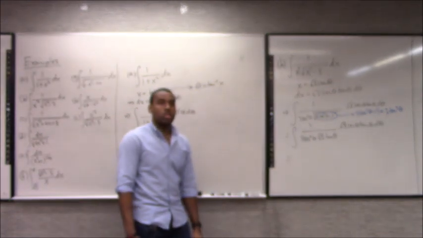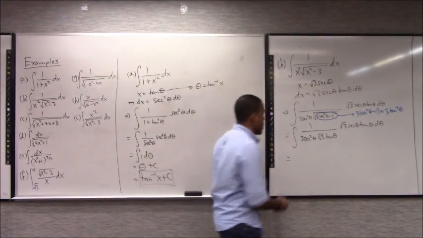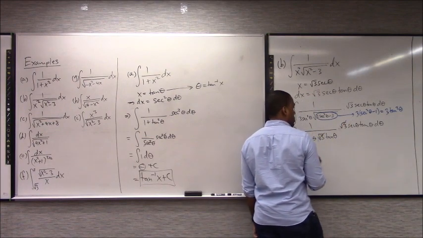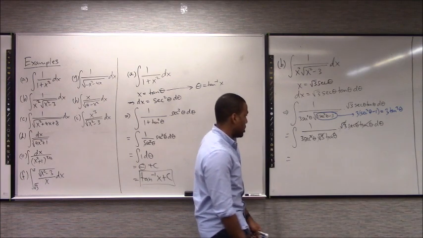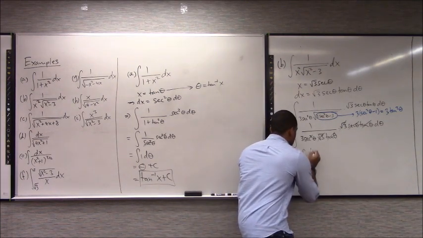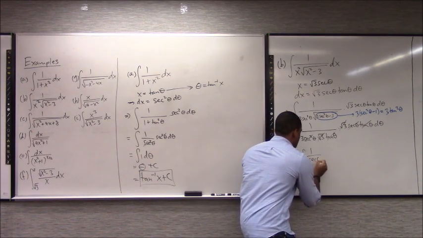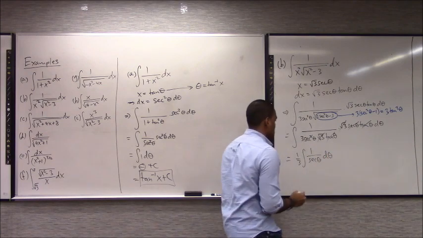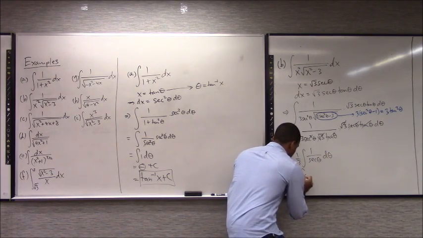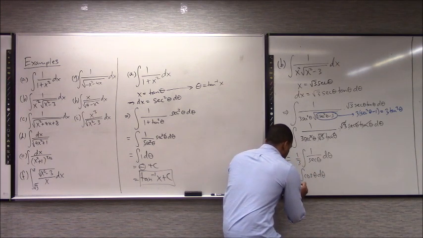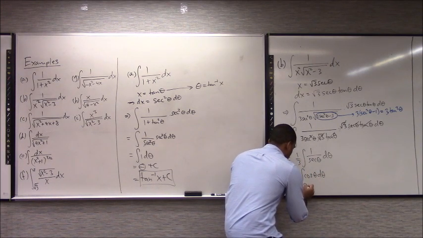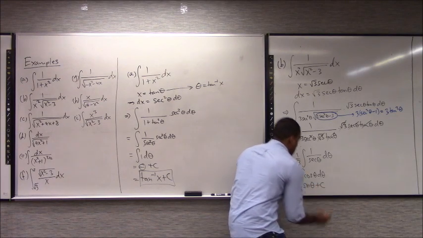How do we continue? You can simplify and cancel a bunch of stuff. The radical 3's cancel, the tangents cancel, the secant cancels with one of the secants here, and we have 1/3 times 1 over secant theta, which is the same as cosine. Which is, that's cosine, and the integral of cosine is positive sine theta plus c.